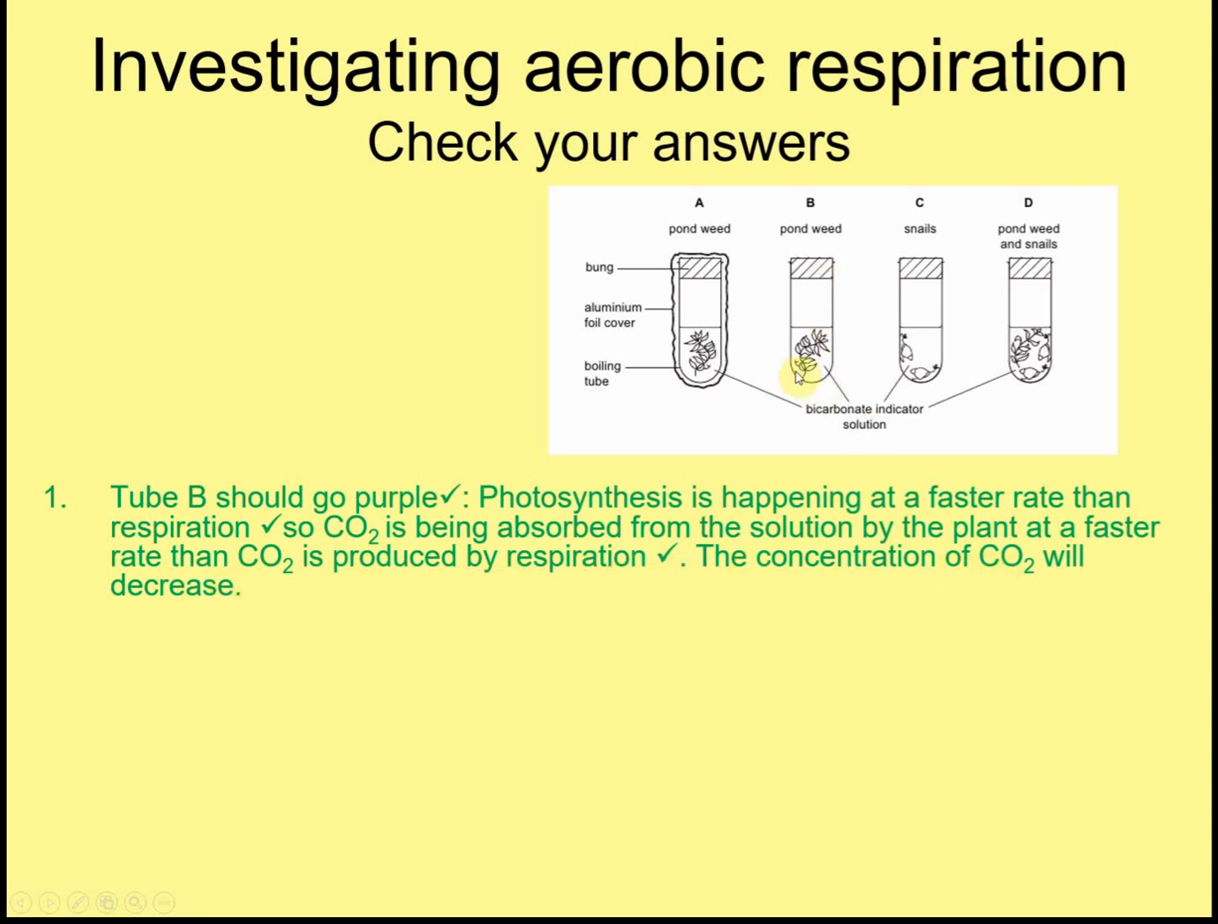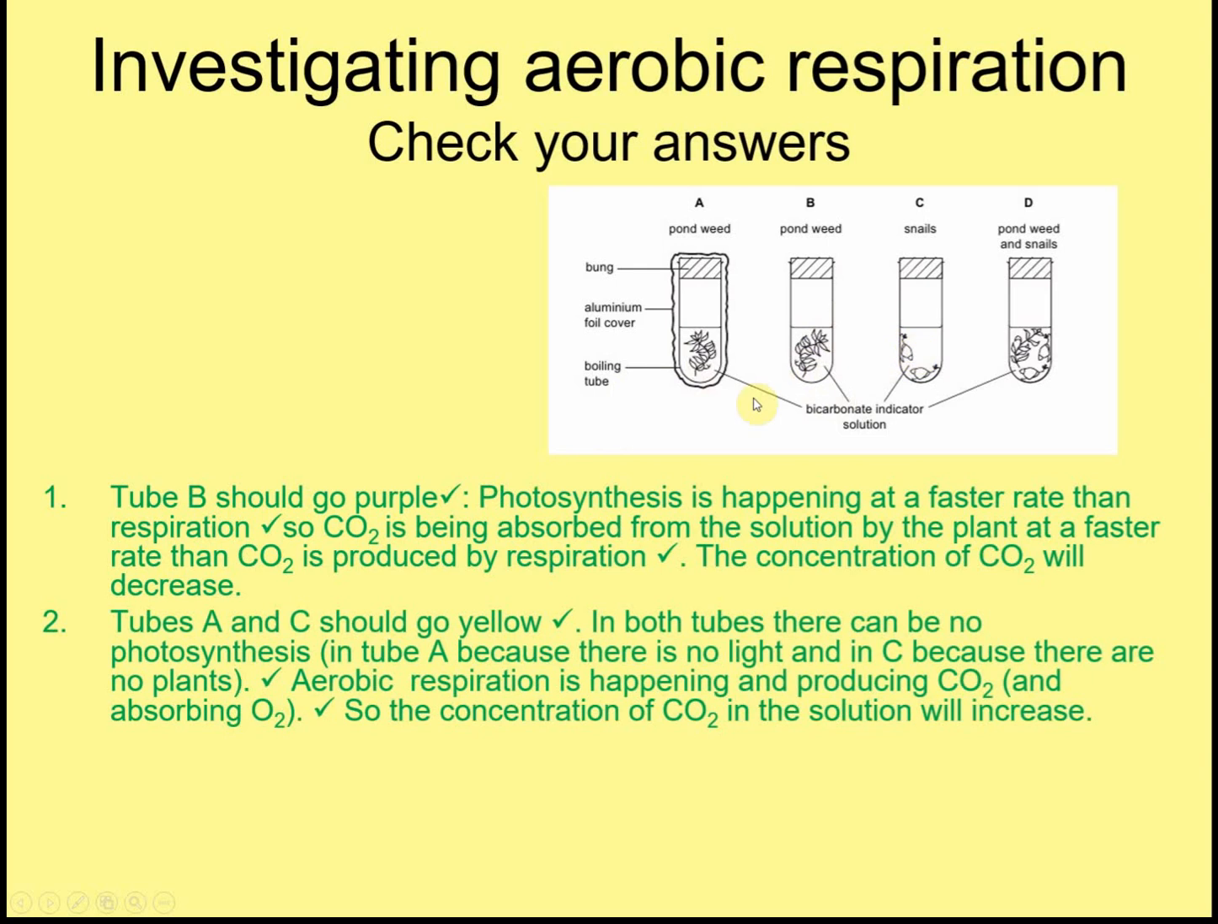In tubes A and C, we've got two different reasons why they're going to go yellow. Basically, there's no photosynthesis able to go on in either of these, because in tube A it's covered with tinfoil, so no light can get through, so no photosynthesis. And in tube C, there's only snails, so there can't be any photosynthesis because snails are animals. So we've only got aerobic respiration going on, and production of CO2, so the concentration of CO2 is going to increase, and that's why they're going to go yellow.